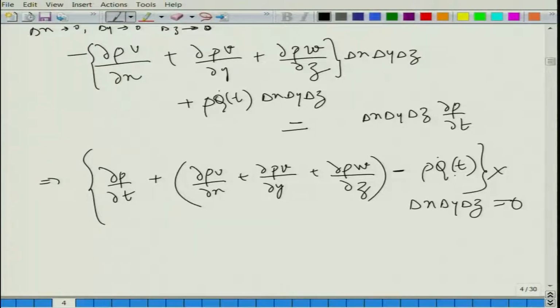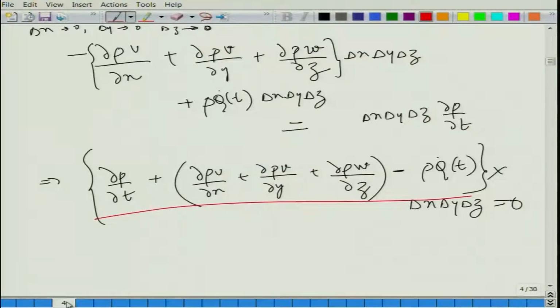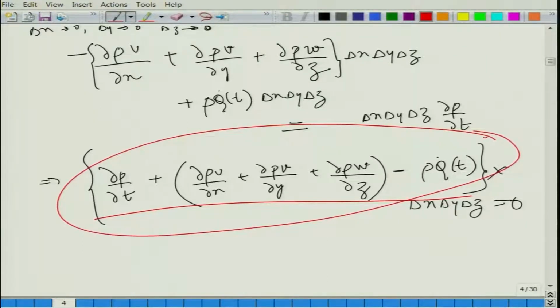For this equation to hold for any generic volume, the term inside must go to 0. In a big fluid you can consider a small volume, delta x, delta y, delta z. Since we are considering this volume to be arbitrary, this should hold for any small dV volume, and for that the entire term inside must go to 0.